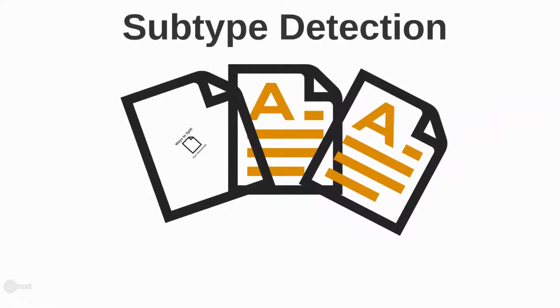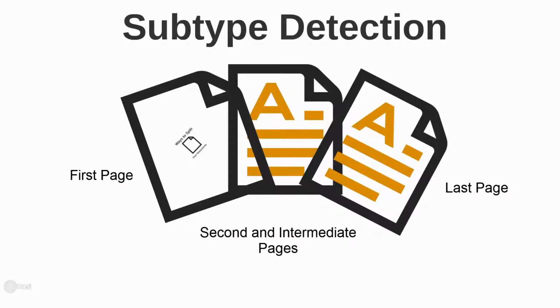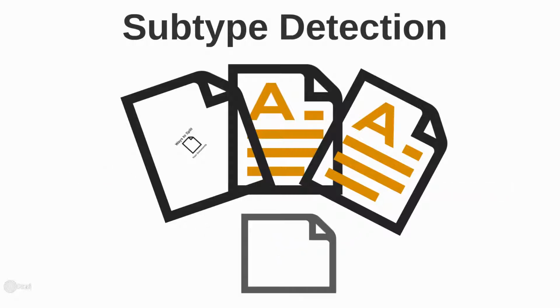You can use subtype detection. You tell ChronoScan how the first page looks like, how the second page and the intermediate pages looks like, and how the last page looks like, and then it will automatically split the documents for you.